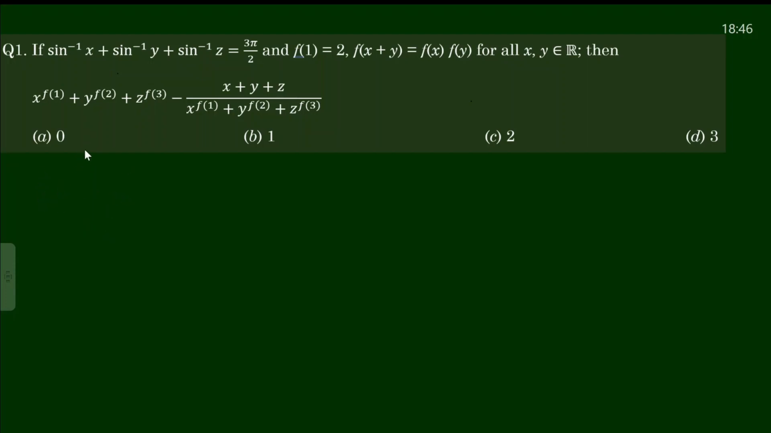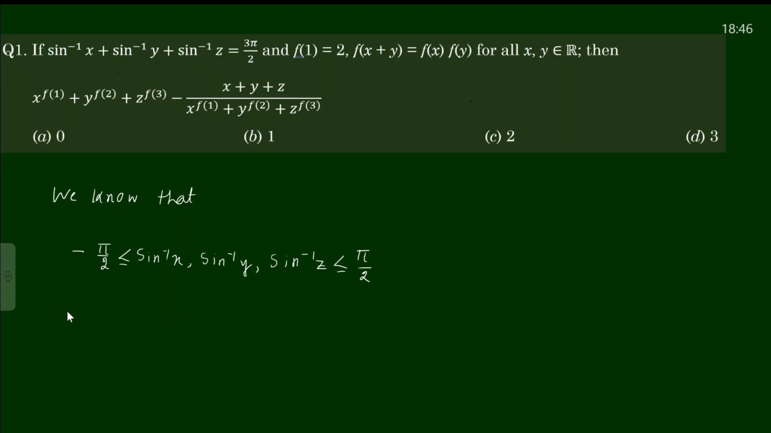First of all, you see here that sine inverse x plus sine inverse y plus sine inverse z is equal to 3 pi by 2 is given, and we know that any sine inverse function, whether it is sine inverse of x, or sine inverse of y, or sine inverse of z, is always from minus pi by 2 less than or equal to it, and these values are always between minus pi by 2 and pi by 2.